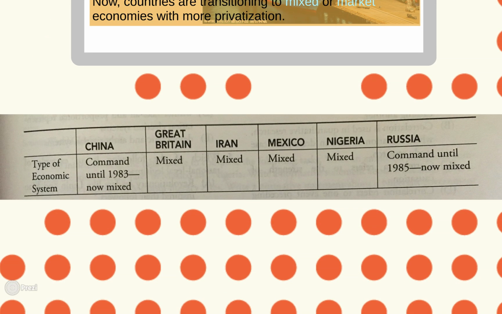So here's a breakdown of the different countries, who has what. China has traditionally had a command economy. So did Russia. That makes sense. One is a former communist state, one is a current communist state. Now they're both mixed economies, along with all of the other countries we have. No country is a true free market economy. It just isn't realistic.